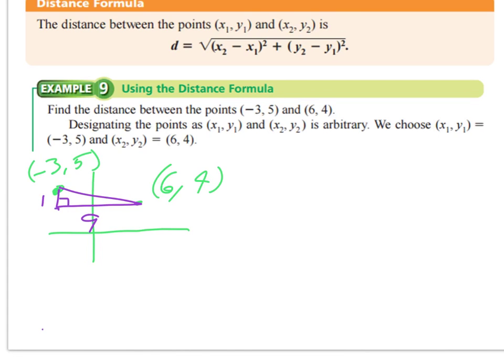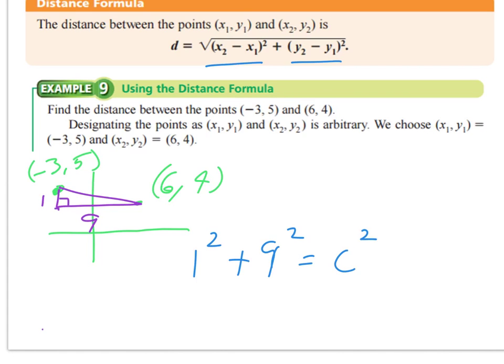And I can set up my Pythagorean theorem. Now, if you'd rather plug it into the distance formula, again, feel free to do that. This is how I would go about this. So I could set that up, 1 squared plus 9 squared equals c squared. And again, notice, our x sub 2 minus x sub 1 squared, well, that's really just my 9 squared. We did the 6 minus the negative 3, that gave us 9. And the y sub 2 minus the y sub 1 squared, well, that's just the 5 minus the 4, that gave us 1, so we do the 1 squared.